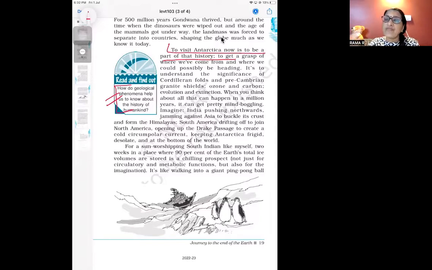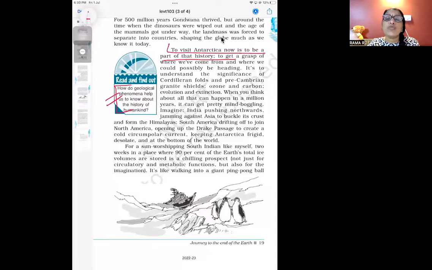If we are from Africa, we are from South America, we are from Australia, we are from India, we were part of this land. To get a grasp where we have come from and where we could possibly be heading. It is to understand the significance of Cordilleran Fold and pre-Cambrian granite shields. आपको वहां पर बड़े बड़े folds and shields दिखाई देते हैं. Granite, ozone and carbon, evolution and extinction. When you think about all this can happen in a million years, it can get pretty mind-boggling.